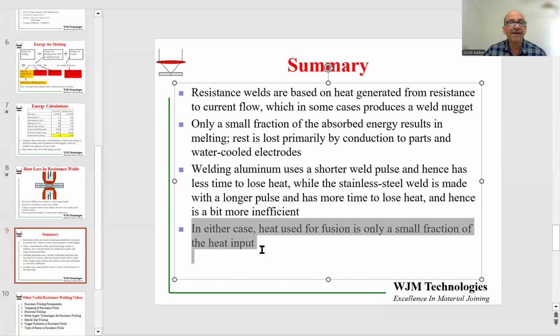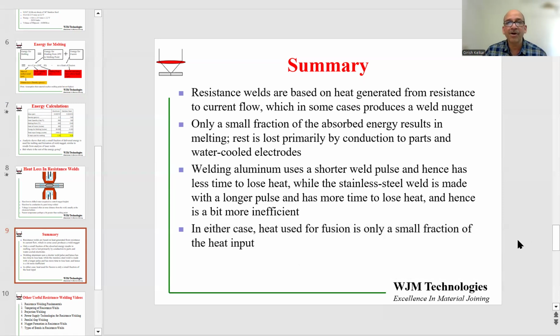In either case, we are finding that the heat used for fusion is only a small fraction of the heat input. Now, this is not uncommon compared to other processes or industrial applications where energy is used. A lot of times, your computer can get very hot when it's being used, and you're losing a lot of heat there. Even incandescent light bulbs, which were invented by Edison, have very poor efficiency. I believe they are close to 95% inefficient.